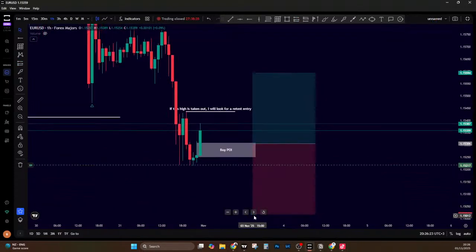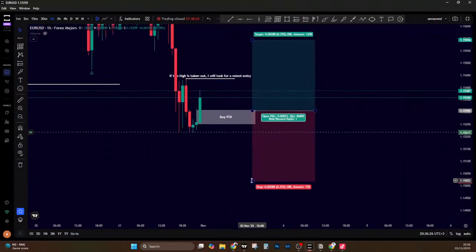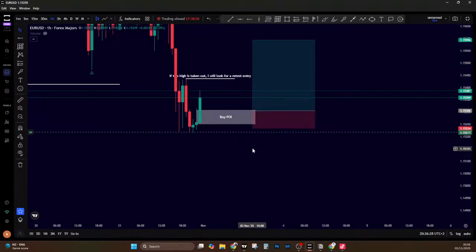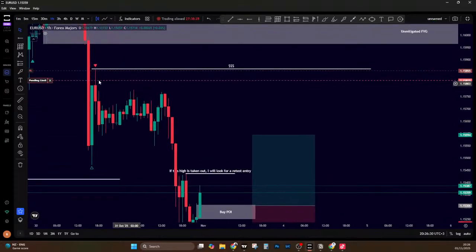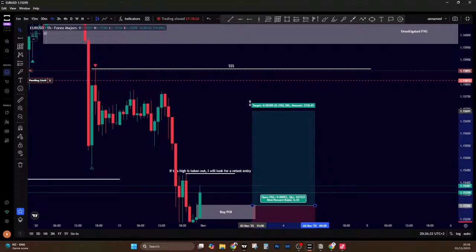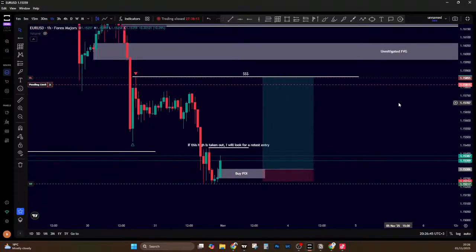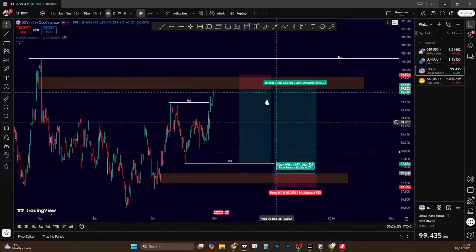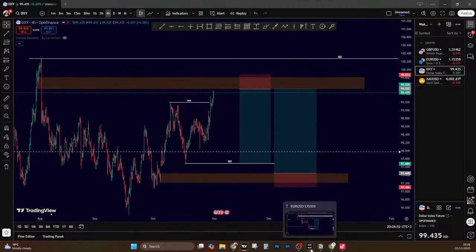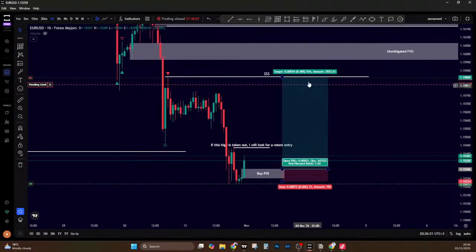That is why we will take this buy here, up to where we have liquidity. You see where we have that liquidity? That is the liquidity. This is 55 pips. So as the dollar index is selling, EURUSD will be buying.